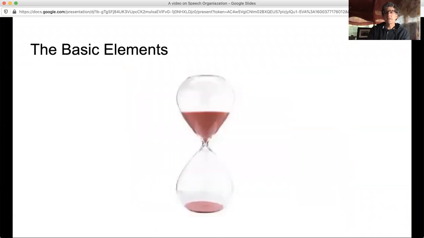Okay? In the very top of the hourglass, we have our introduction. The main points, that narrow part, is where you distill the issue that you're talking about down to a couple key points. Then the bottom part is the mirror image of your introduction. So let's go into each one of those sections: the introduction, the main points, and the conclusion.